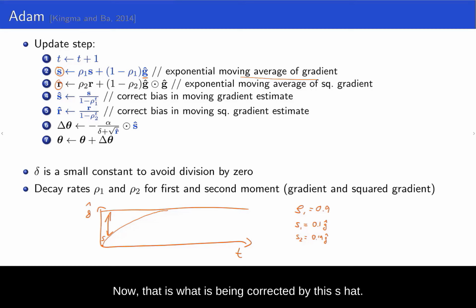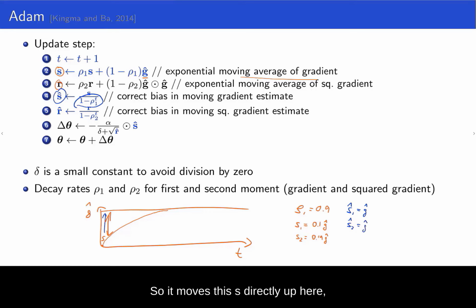Now, that is what is being corrected by this S hat. So by dividing S by 1 minus rho 1 to the power of t, we actually get that S hat 1 is exactly g hat, and S hat 2 is also g hat, and so on. So it moves this S directly up here, and it just stays here exactly at g hat for the simple case where g hat stays constant. So yeah, this bias is perfectly corrected by this S hat.